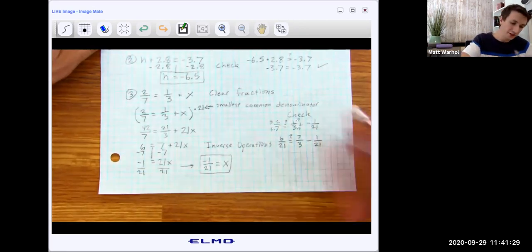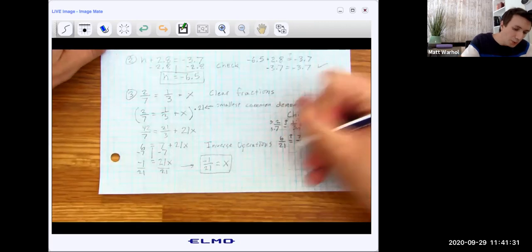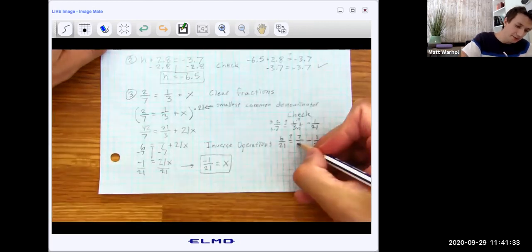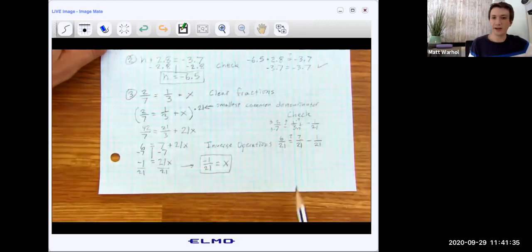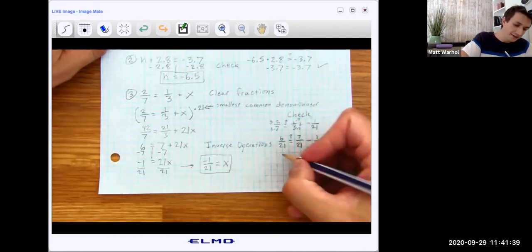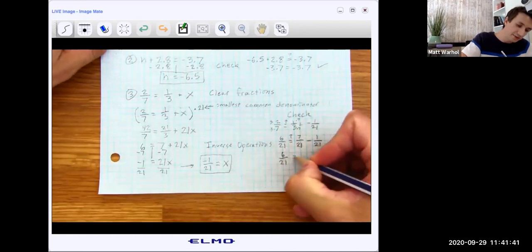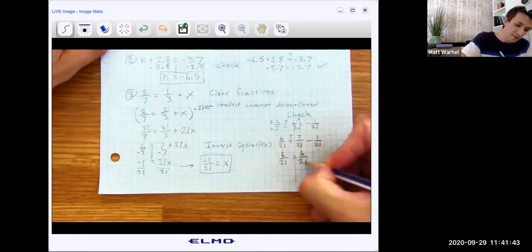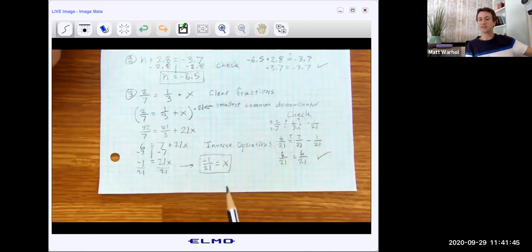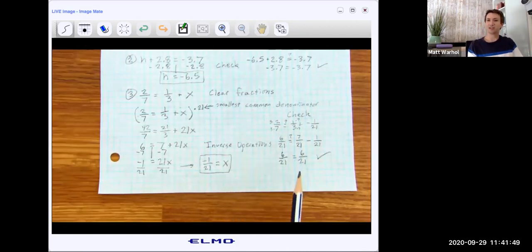Okay, oops, I forgot to change my denominator here. This should be a 21. Ooh, I can do this math. 7 over 21 minus 1 over 21, 6 over 21 equals 6 over 21. It works. That is such a weird answer we got for that problem, but it works. There's my check showing it's good.